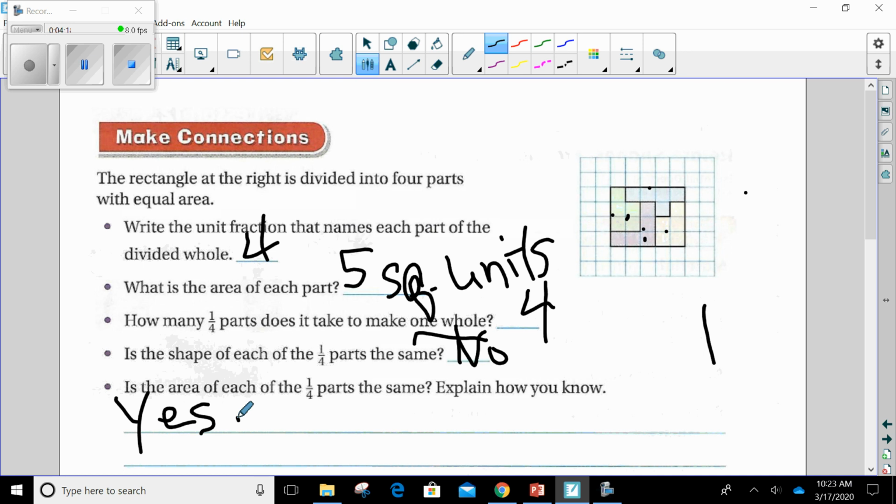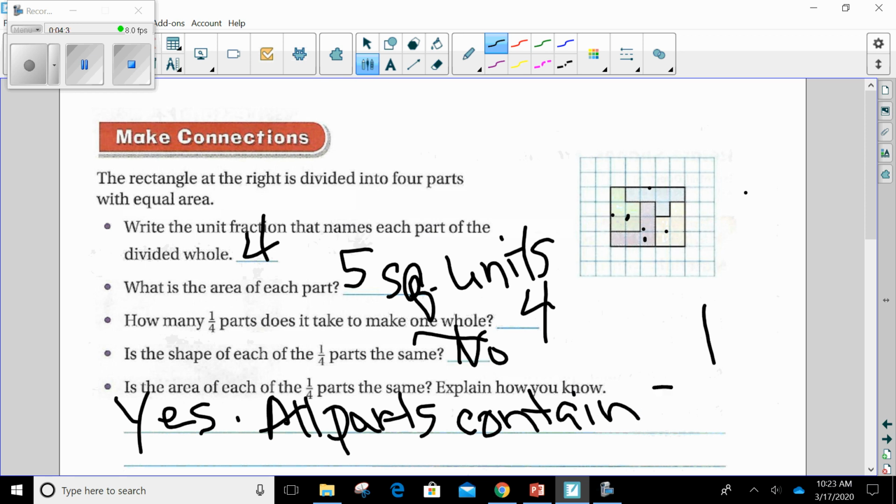So, yes, all parts contain or have 5 square units. Okay. All right, let's go down to this one.